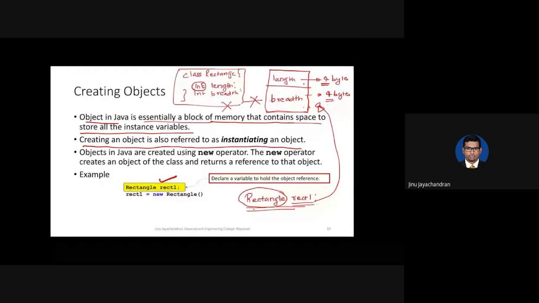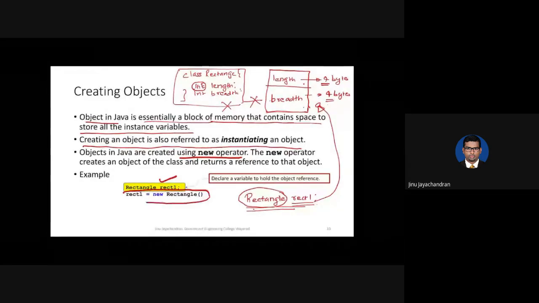Okay, and objects in Java are created using the new operator. So here, Rectangle rect1 is equal to new Rectangle. So when you say new, it is telling the compiler to allocate memory.